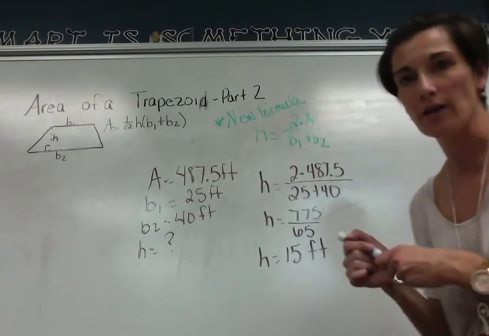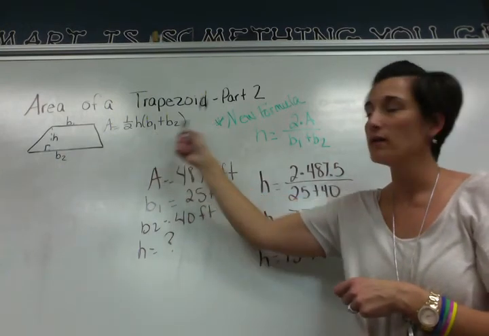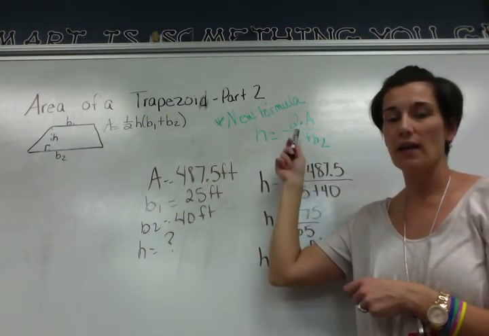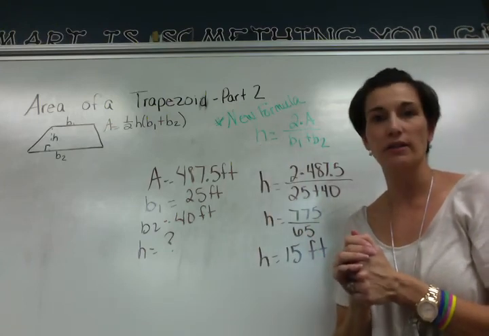So there is two formulas for area of a trapezoid. We have our one if we're trying to figure out the area. We have the other one if they give us the area and we're trying to figure out the height of the trapezoid. Hopefully that's a little bit more clear and you'll understand a little bit.